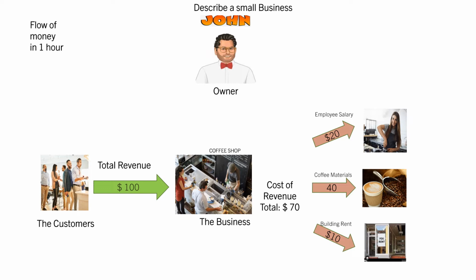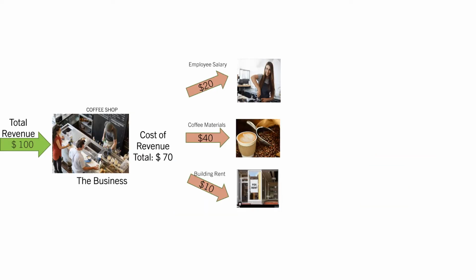Now, as you take the $100, we step inside the business and we see where that $100 goes. Okay, so $20 of that $100 in our time frame went to his one employee. We are just using one employee to keep it simple. That one employee manages everything from brewing the coffee to keeping track of the books, and for everything, John is paying her $20 an hour.